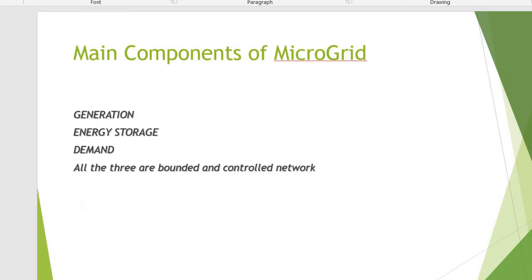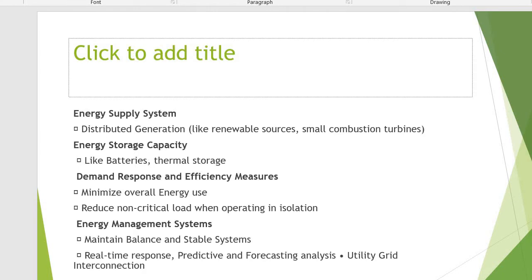The main components of the microgrid are generation, energy storage and demand. All these three components are bound together and controlled by a network. So we have the energy supply system, we have energy storage capacity, we have demand response and efficiency measures, we have the energy management system. In the energy supply system, we have distributed generation. We have conventional energy sources and non-conventional energy sources. In conventional, we have coal, nuclear fuel, etc. And in renewable energy sources, we have wind and solar.